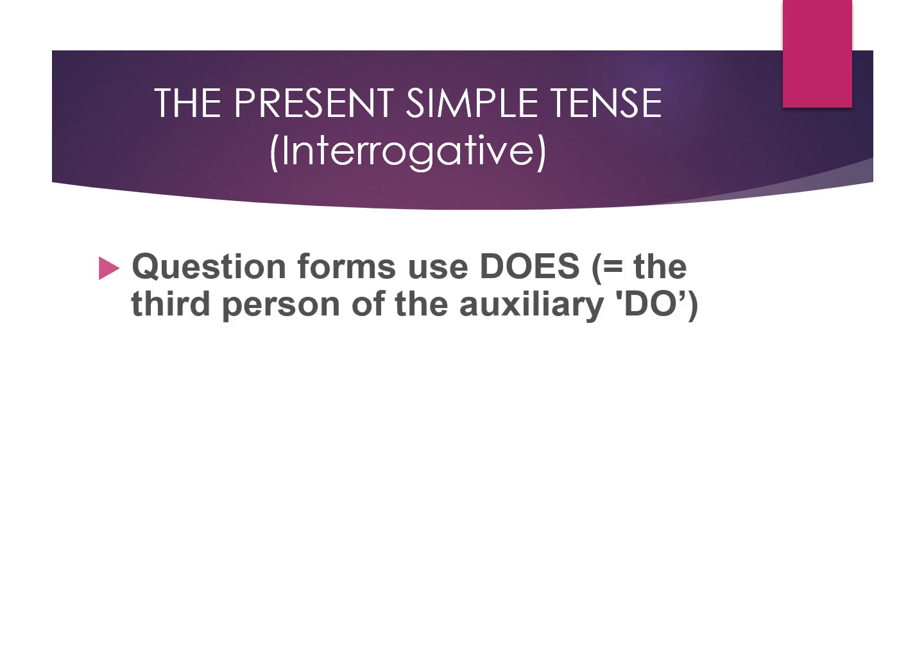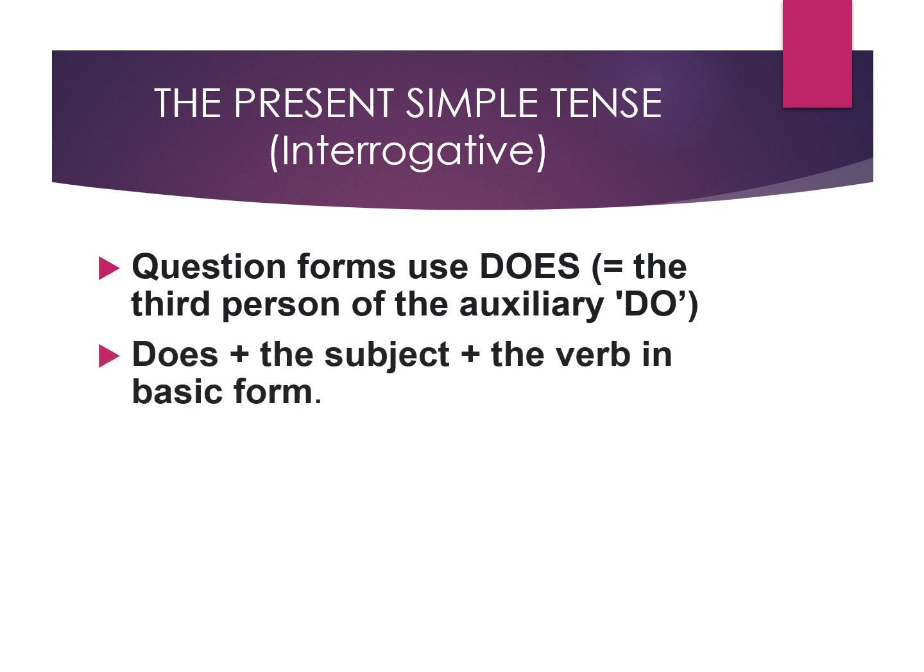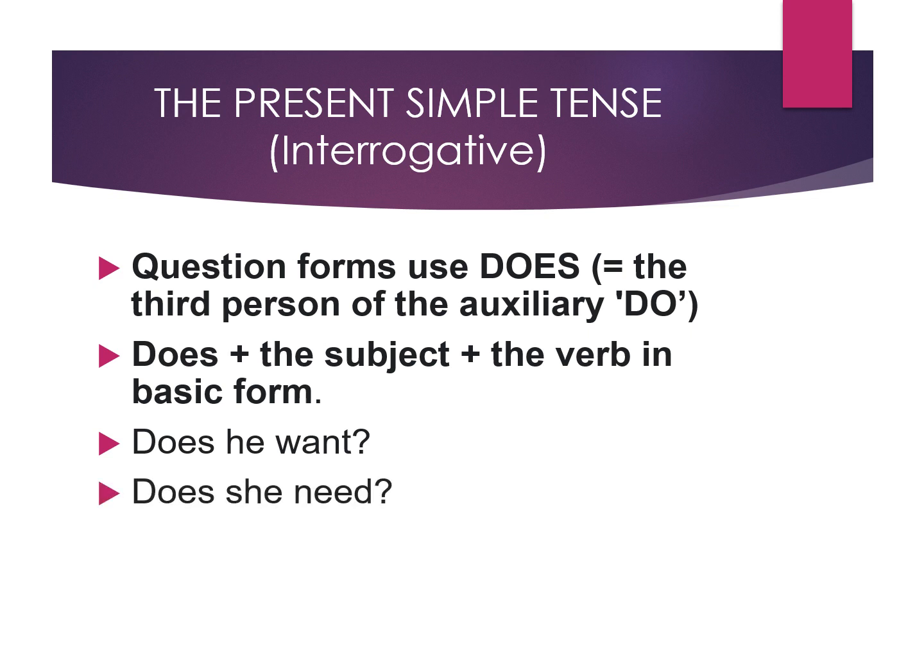Interrogative sentences. Well, we know that when we make questions, we have to start our questions with an auxiliary verb. So questions for the third person will begin with the auxiliary verb does. The rest of the pronouns will start with the auxiliary verb do. So this is the formula. Does as an auxiliary verb, subject, and then the verb in basic form. Does he want? Does she need? Does it work?